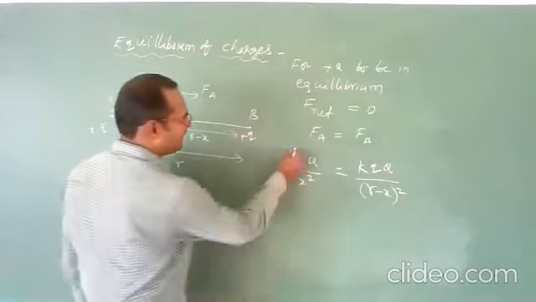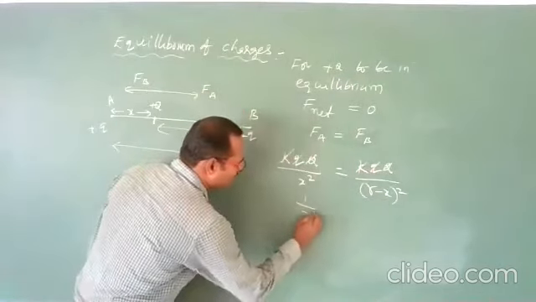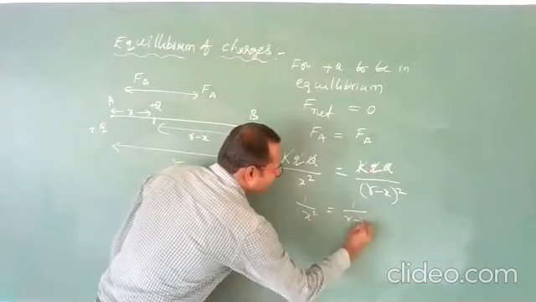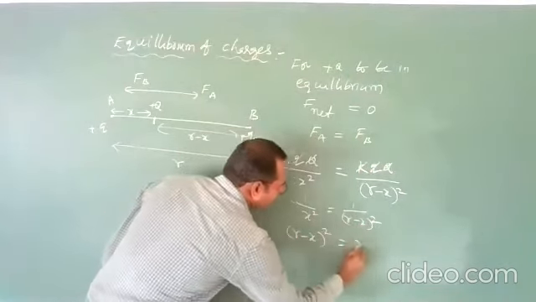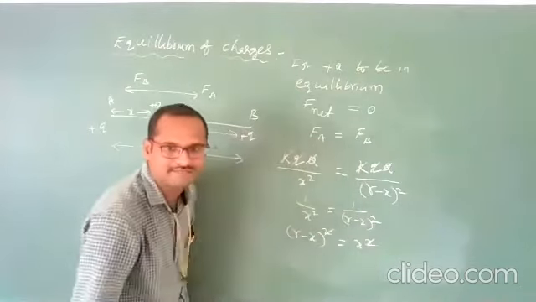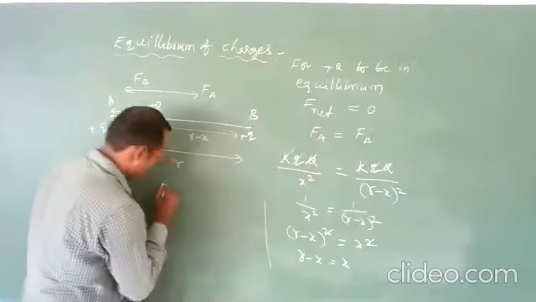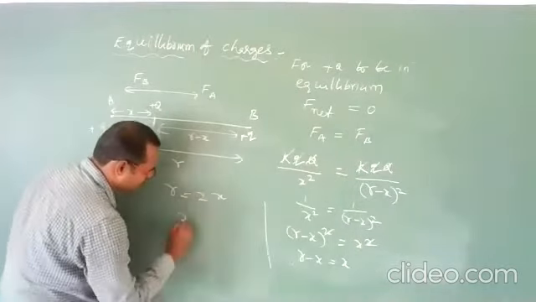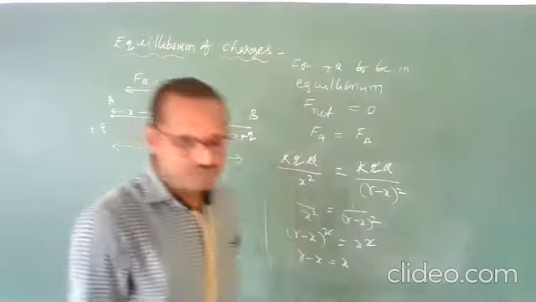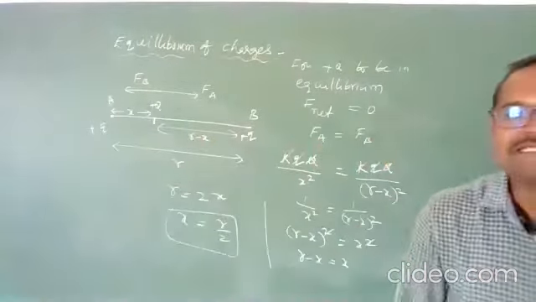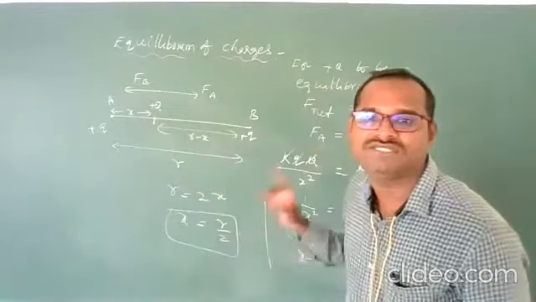What will happen? KQQ cancel. 1 by x square is equal to 1 by (r minus x) whole square. It will become (r minus x) whole square equals x square. Square cancel. So r minus x is equal to x. r is equal to 2x. Then x is equal to r by 2. That means we should keep that plus q charge at the center of these two charges so that the net force on that charge is 0.